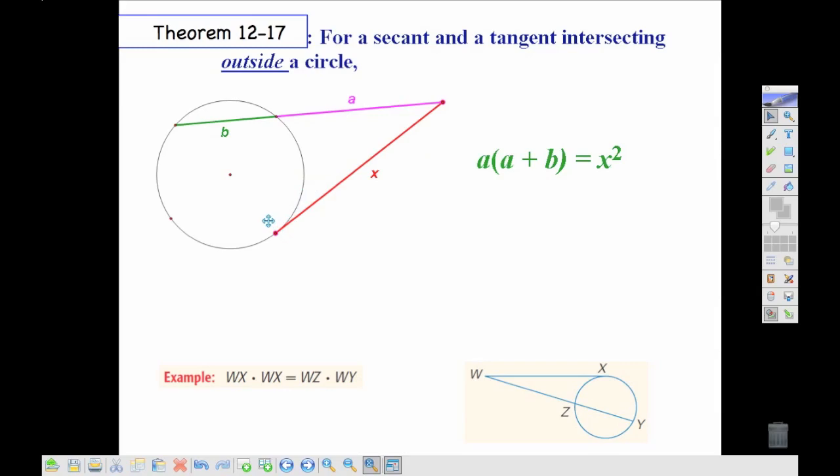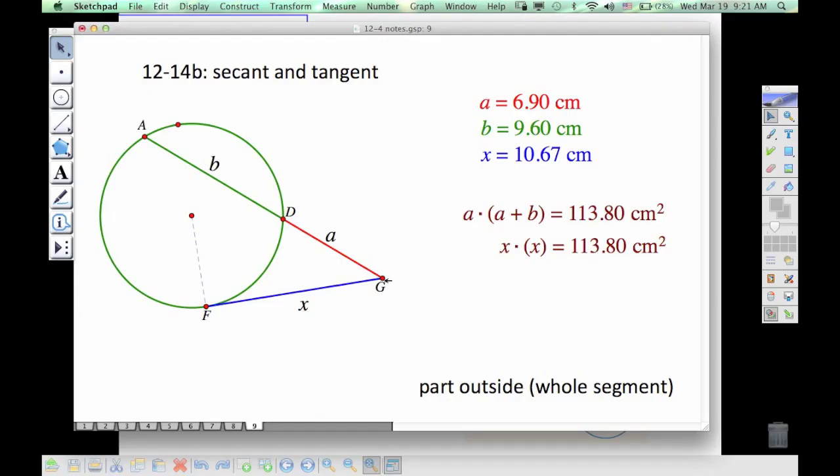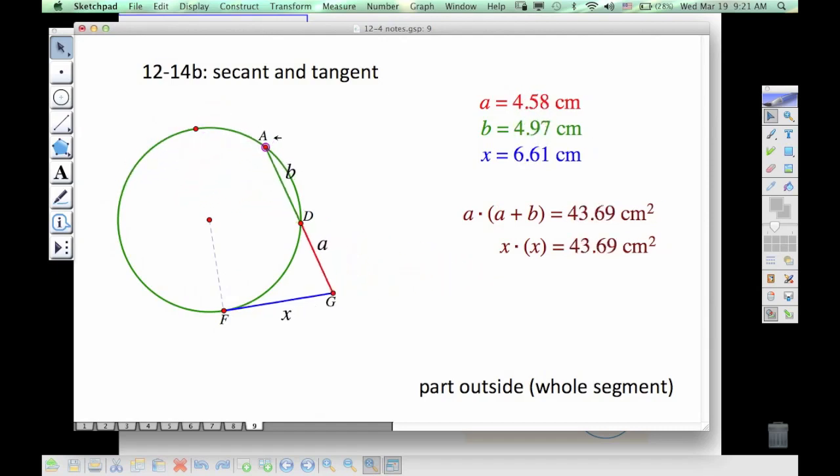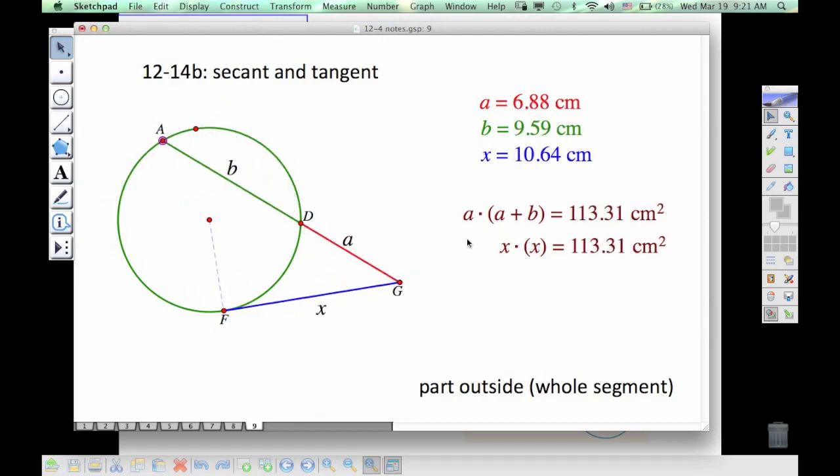Okay, so the next one is dealing with a tangent line here. It's still the same basic idea. It's just that with a tangent line, the picture might look a little bit different. And also when we think about taking the parts to the outside times the whole segment, the whole segment this time would just be the same thing. That's why we get x squared, because there's nothing on the inside to add to that. We can still follow the same basic principle, but we'll use x squared instead.